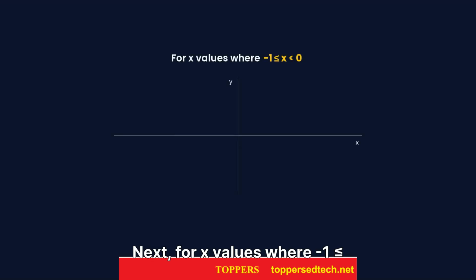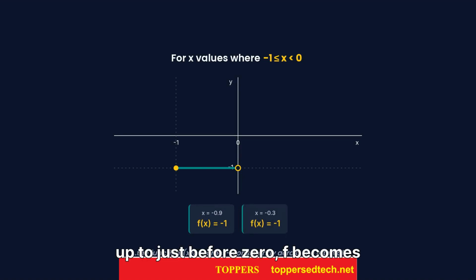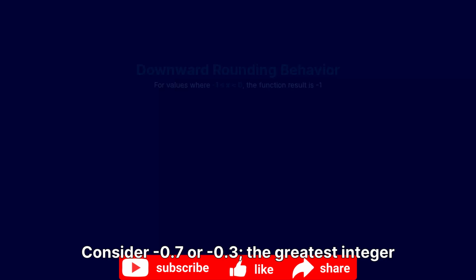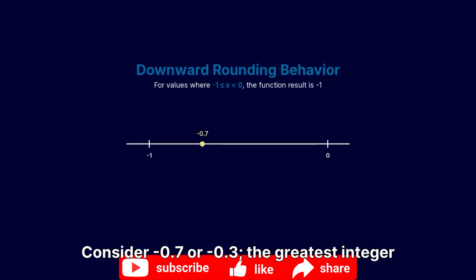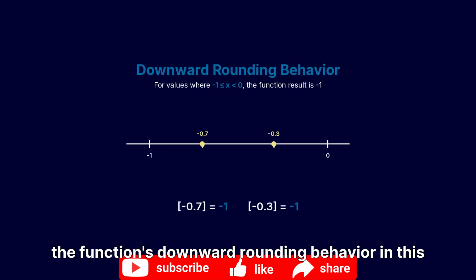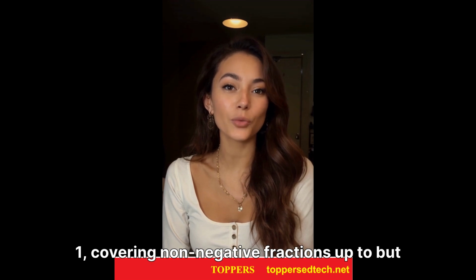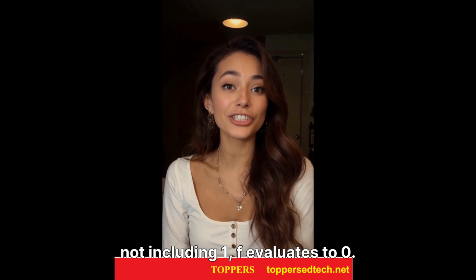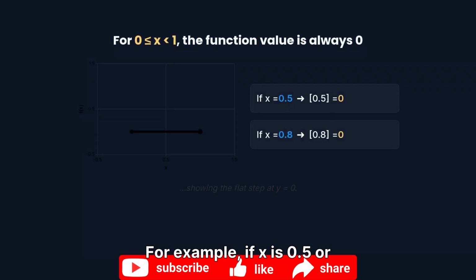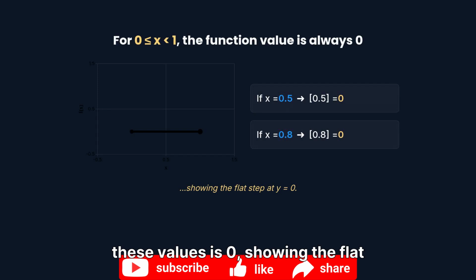Next, for x values where -1 ≤ x < 0, including points like -0.9 up to just before 0, f becomes -1 consistently across the interval. Consider -0.7 or -0.3. The greatest integer not exceeding it is -1, clearly demonstrating the function's downward rounding behavior in this range. Moving on, when 0 ≤ x < 1, covering non-negative fractions up to but not including 1, f evaluates to 0. For example, if x is 0.5 or 0.8, the greatest integer not greater than these values is 0, showing the flat step here.